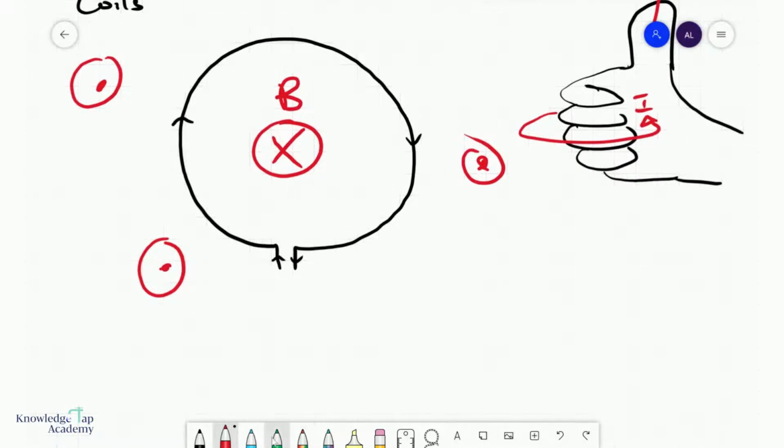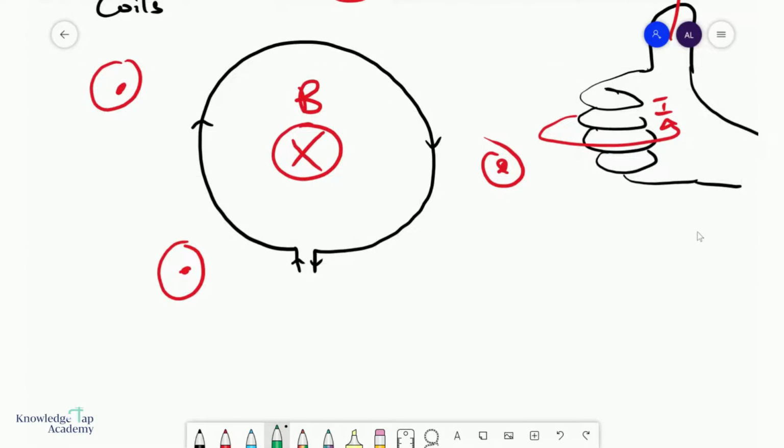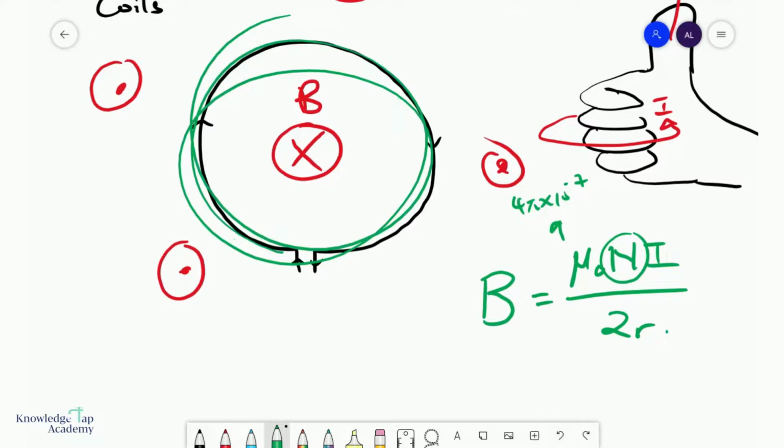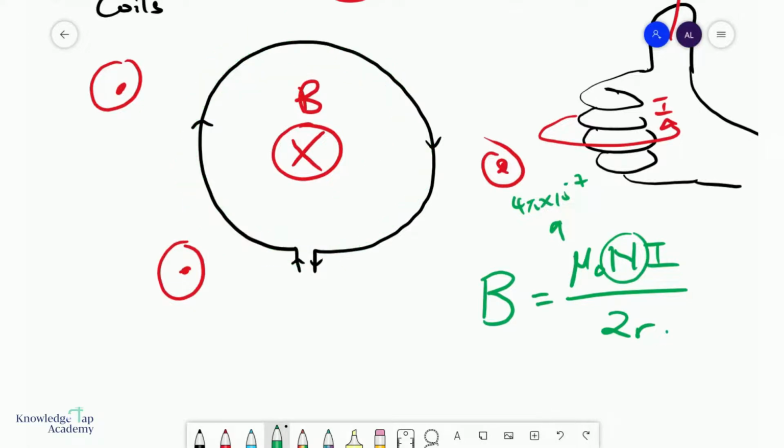As before, we also need to calculate some quantitative magnitudes of the flux density created by flat circular coils. The formula given is B equals mu naught N I over 2R. Mu naught again is 4 pi times 10 to the minus 7 in SI units. N is the number of turns in the coil, so I can loop many, many times over here. N is simply the number of times you coil around. I, of course, is the magnitude of the current in the coil. And R is the radius of this circular coil.